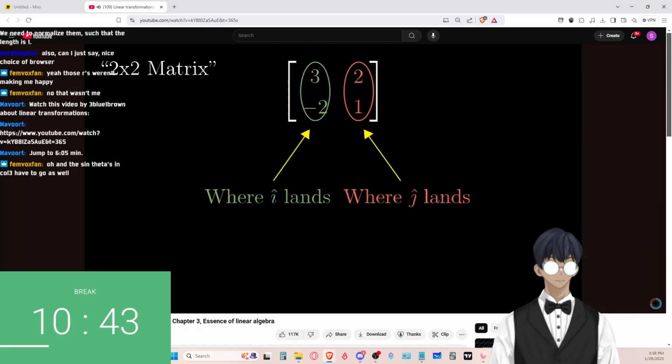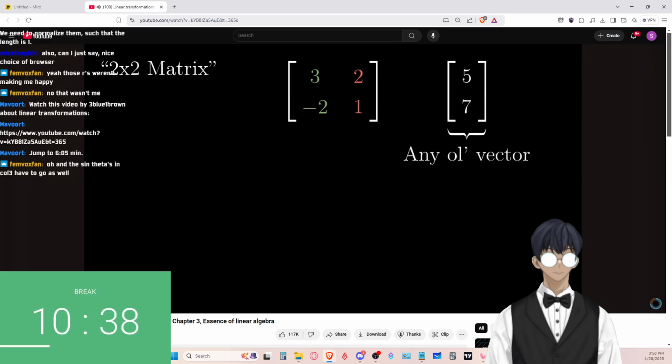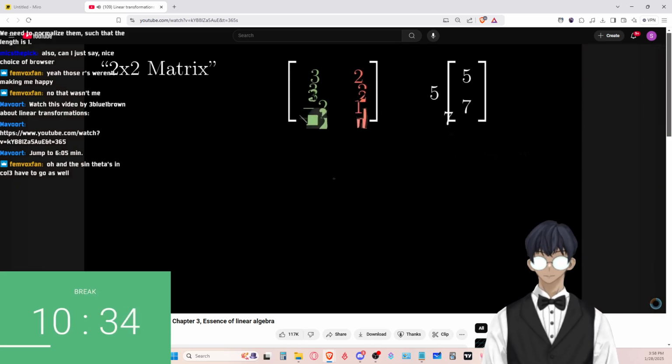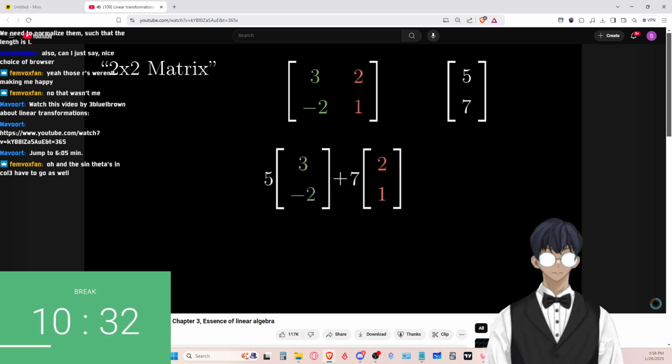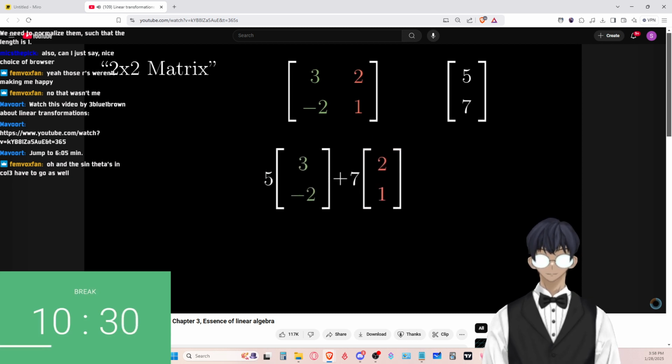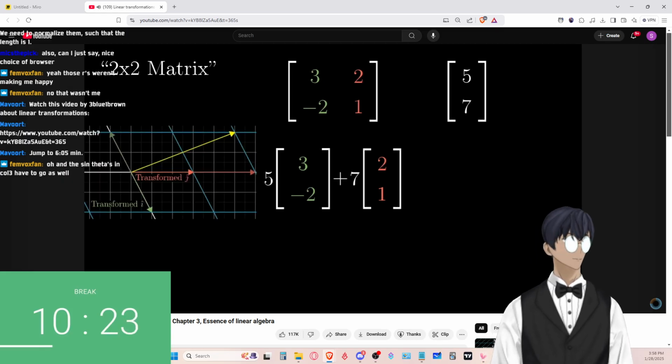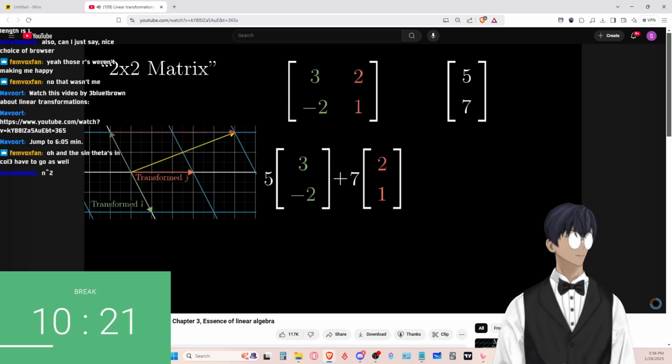If you're given a 2x2 matrix describing a linear transformation and some specific vector, and you want to know where that linear transformation takes that vector, you can take the coordinates of the vector, multiply them by the corresponding columns of the matrix, then add together what you get. This corresponds with the idea of adding the scaled versions of our new basis vectors.